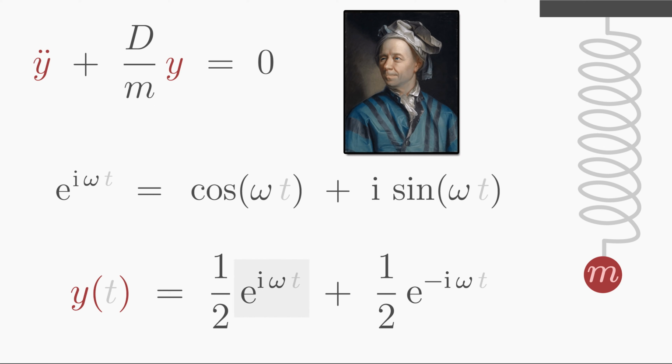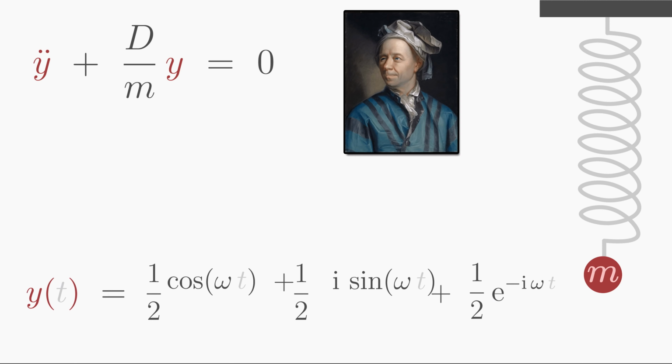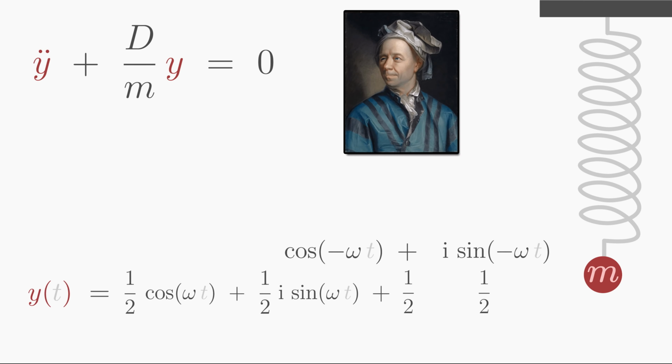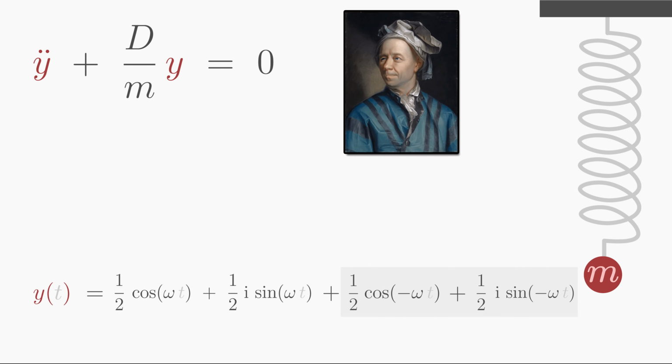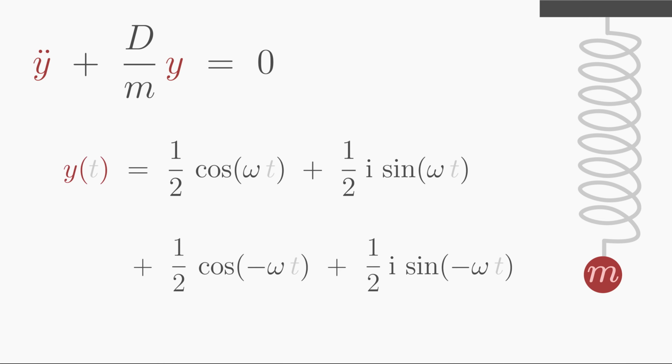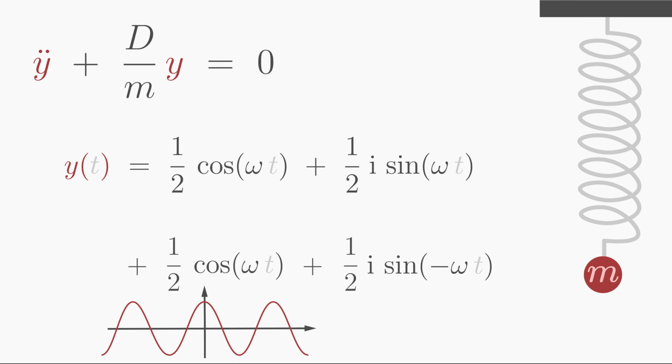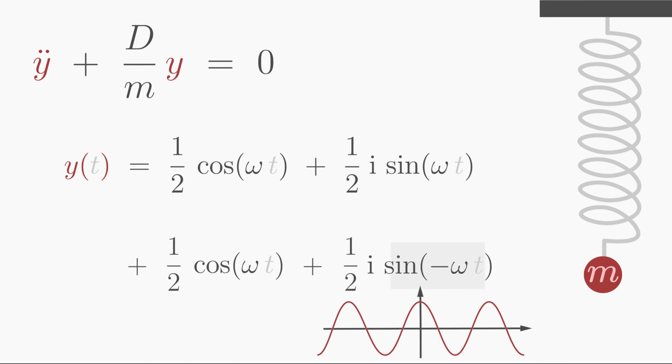So the first complex exponential in our solution becomes cosine and sine with positive omega t, and the second complex exponential becomes cosine and sine with negative omega t. We can omit the minus sign in the argument of the cosine function because cosine is symmetric. That means it has the same value for arguments x and minus x. The sine function, on the other hand, is antisymmetric.